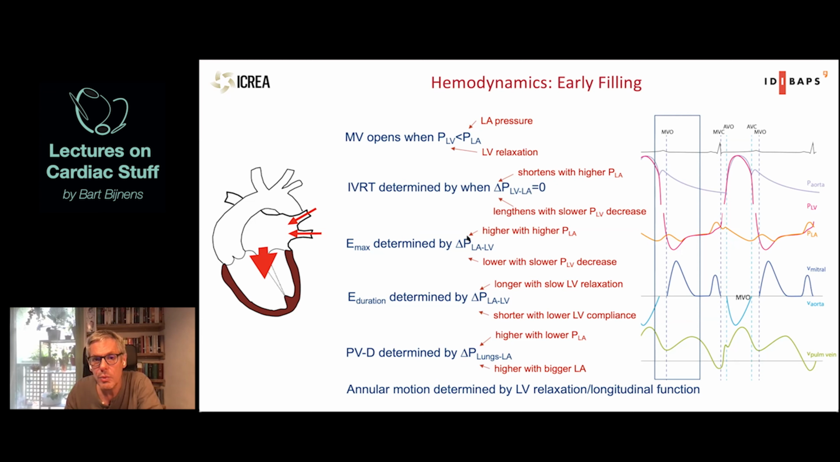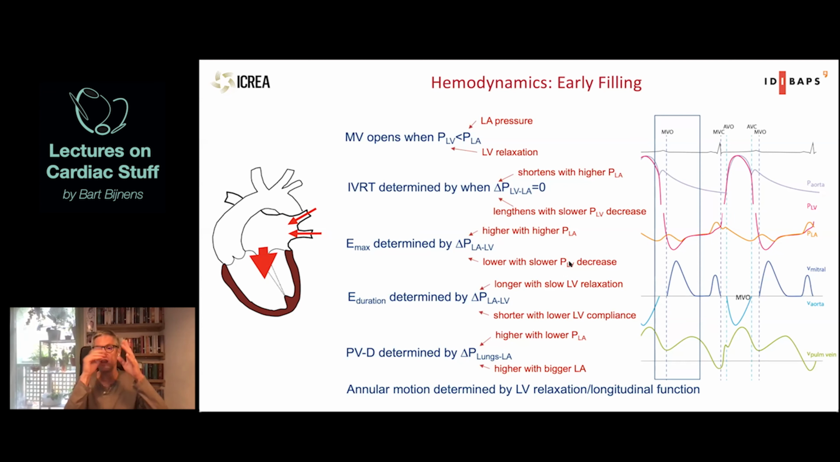So again, if we have increased left atrial pressures, in a very sick patient, not only will the isovolumic relaxation time be very short, but the velocity at which the blood comes in will also be very high, because the gradient between the left atrium and the left ventricle can be very high. So in a very abnormal case, what we see is a very short isovolumic relaxation time and a very fast filling.